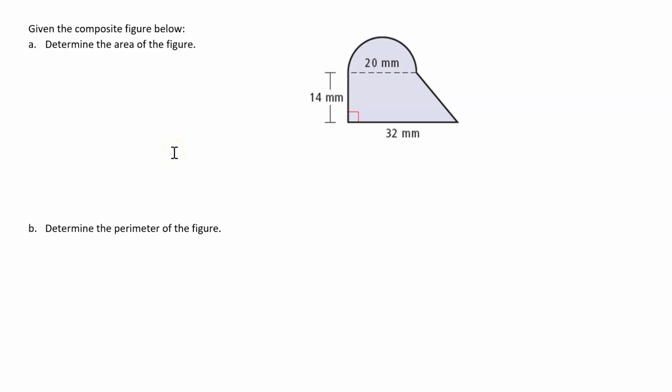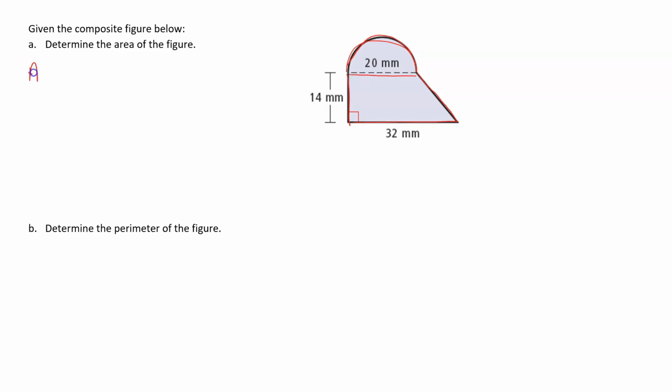Okay guys, this is the first example showing how to find the area and perimeter of what we call a composite figure. Looking at this shape here, you can see that it's made up of two different shapes. The shapes you should be able to see are this one here, which is a trapezoid, and then sitting on top of that, we've got a semicircle.